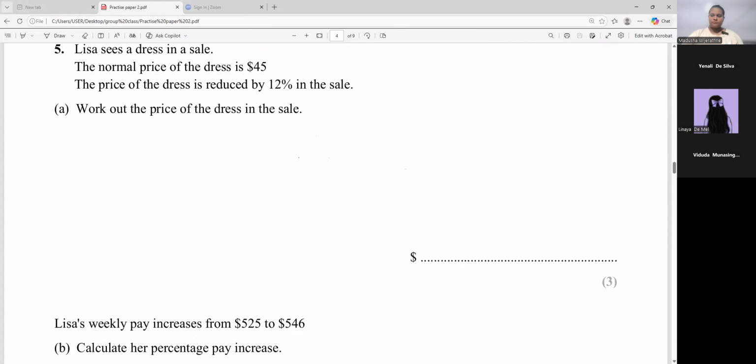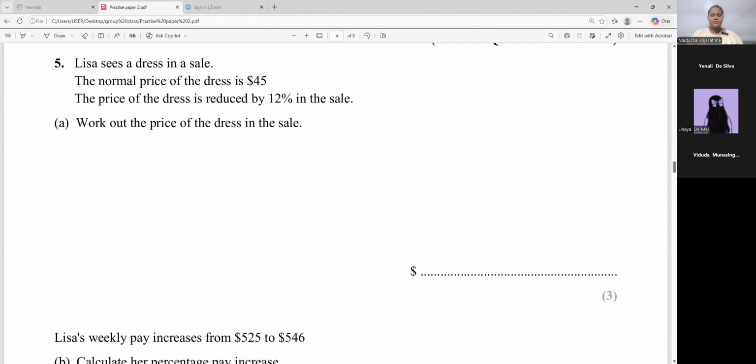Question number 5. Lisa sees a dress in a sale. The normal price of the dress is $45. The price of the dress is reduced by 12% in the sale. So it's like a discount, no? The price has reduced, so the answer should be less than 45.